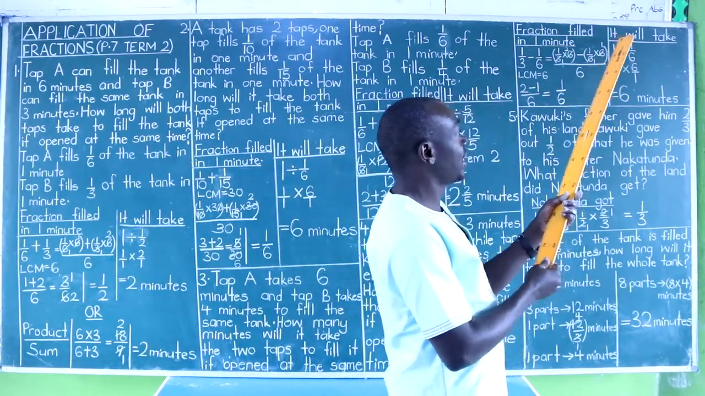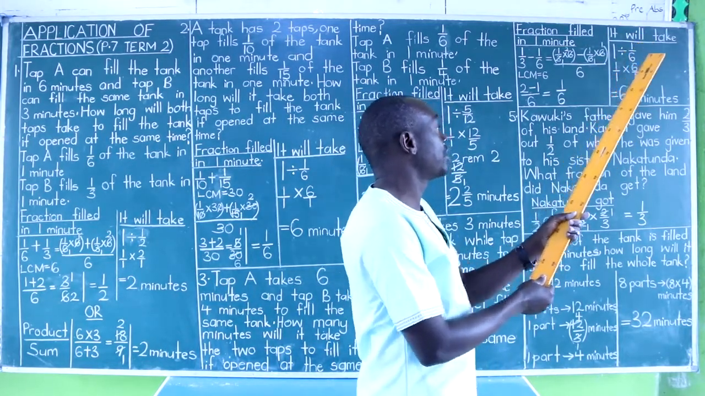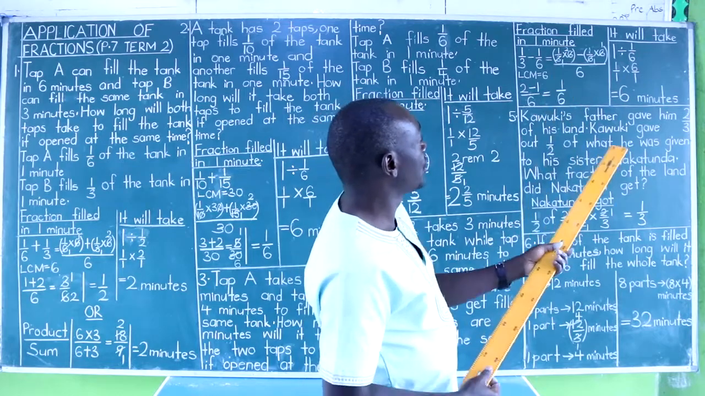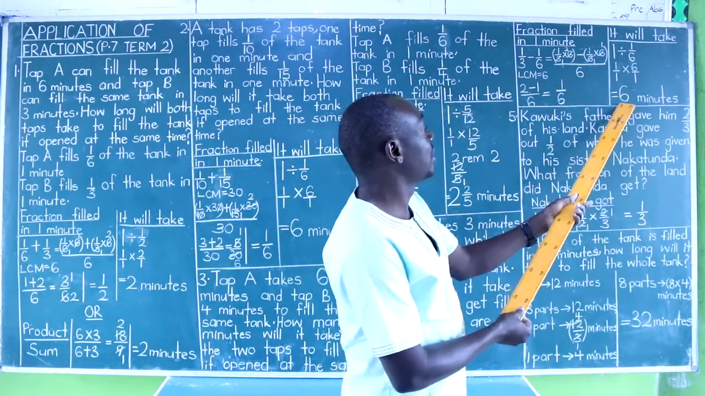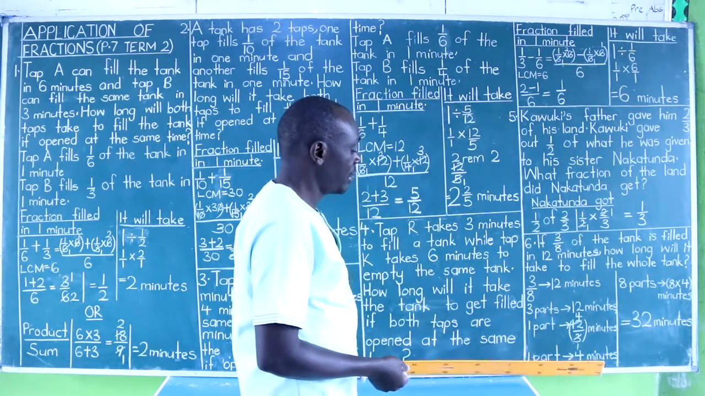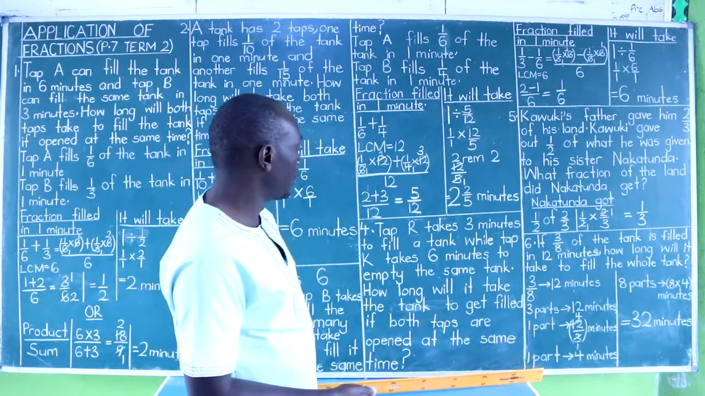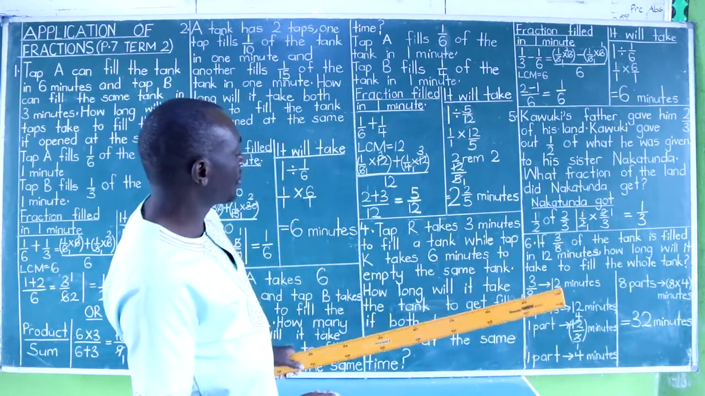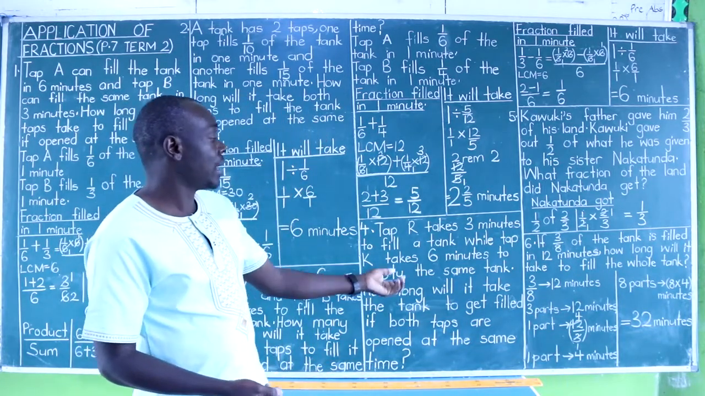Put the next heading and say it will take 1 full tank divided by the 6 that remains to be filled per minute. They'll say 1 out of 1 times 6 out of 1, thereby getting 6 minutes. That will be the duration of filling that tank, much as one of the 2 taps is disturbing the other. That is, tap K disturbs tap R.